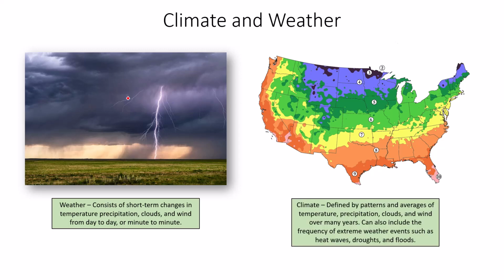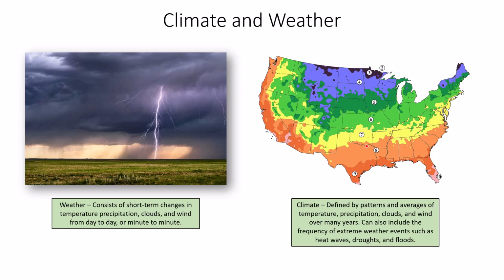On the other hand, when we take individual weather events that establish or define patterns and averages over the course of many years, that gives rise to an individual's climate. Now, climate is established not only by these patterns or averages of the temperature, precipitation, clouds, wind, and other variables. It also has a lot to do with the latitude.